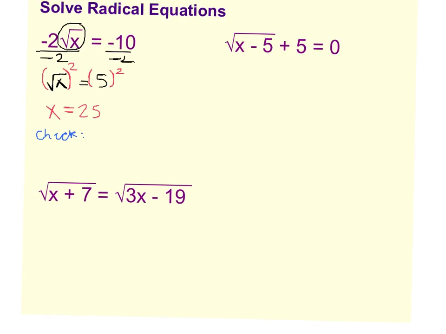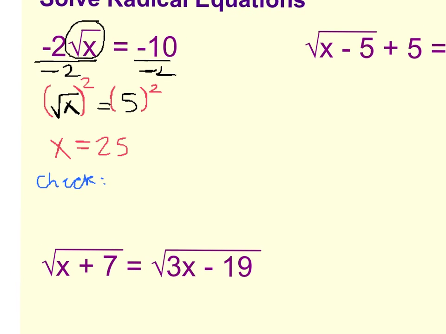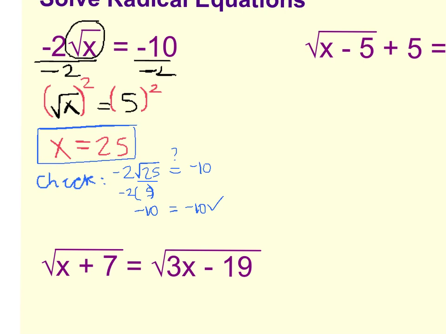So we want to go ahead and zoom in a little bit. We want to take a look at our original equation, plug in 25, and see if we get a negative 10. So we'll do negative 2 times the square root of 25, and the question is, does it equal that negative 10? Well, the square root of 25 is 5, and so if we do a negative 2 times 5, we get a negative 10, which does equal the right side. So it worked out. X equals 25 is our solution. But again, we don't necessarily know that until we check the answer to see if it works out.